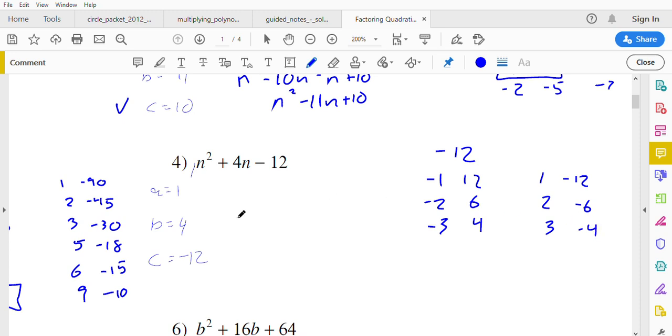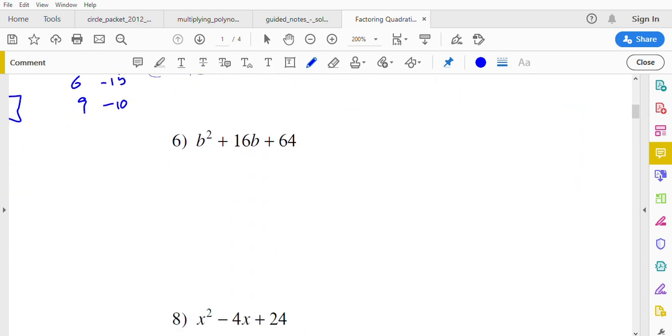Okay, again, since we want a positive number, these are the ones we want. We want the ones with the bigger positive numbers. So this is going to be us right here. So again, what are our factors of negative 12 that add up to positive 4? Negative 2 and 6. Let's write this in factored form. Again, let's take the negatives. Let's take the positive. Okay?